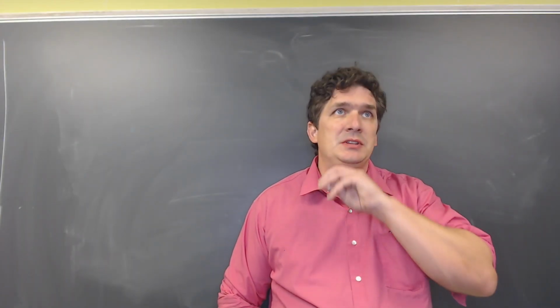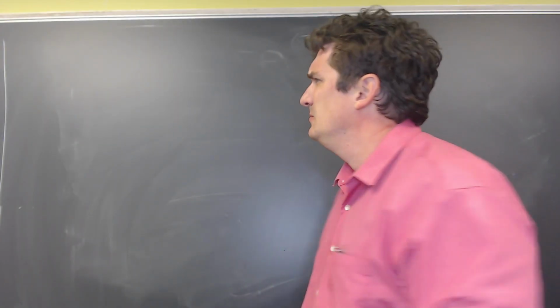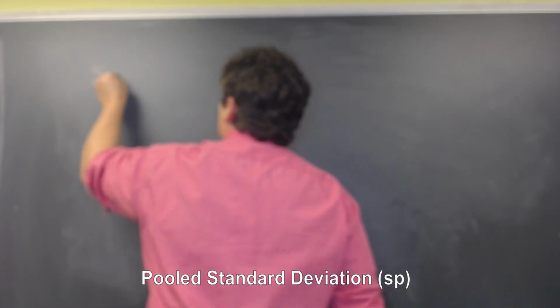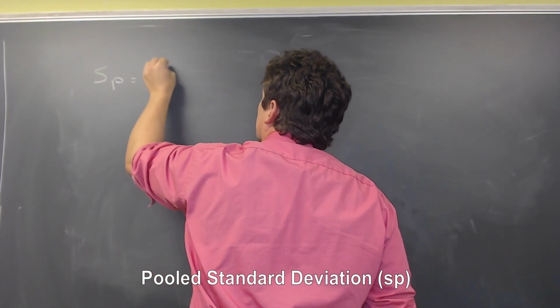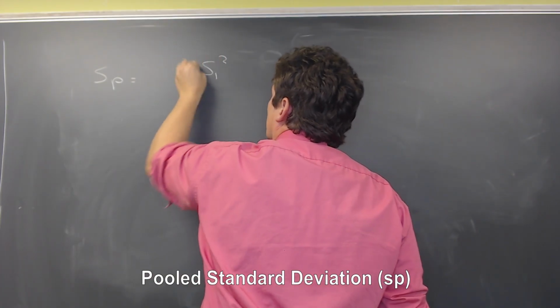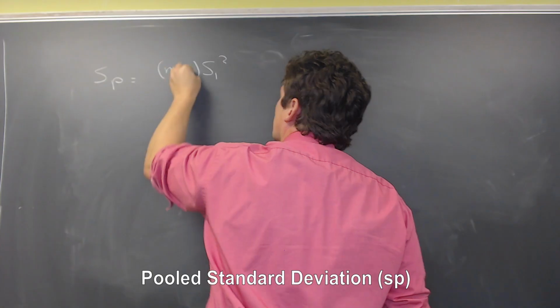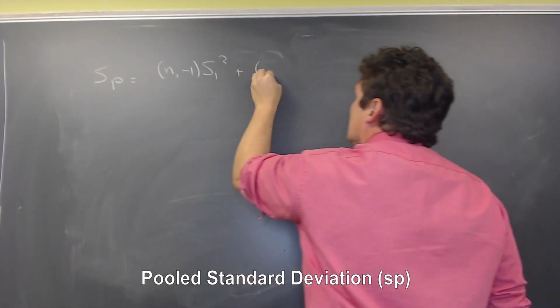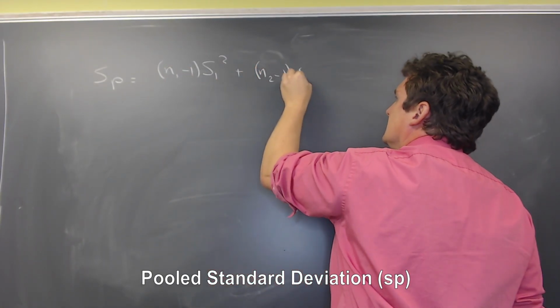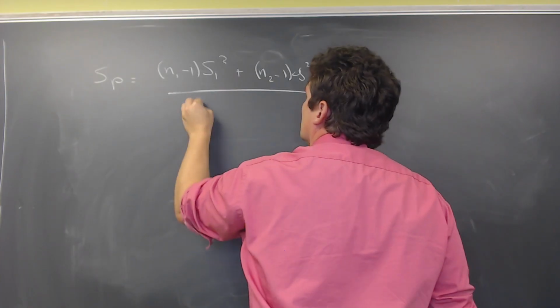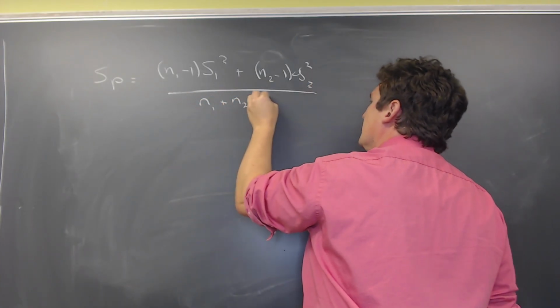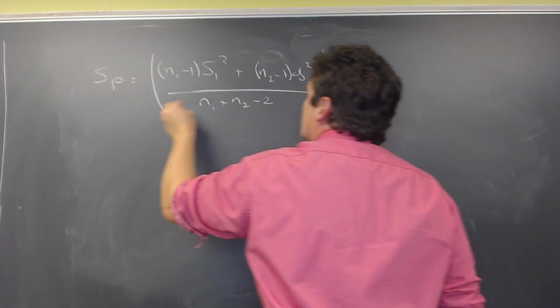So when it comes to student T, where does this pooled S come from? We get this weird equation: S1 squared times N1 minus 1, plus N2 minus 1 times S2 squared, all over N1 plus N2 minus 2. So where does this come from?